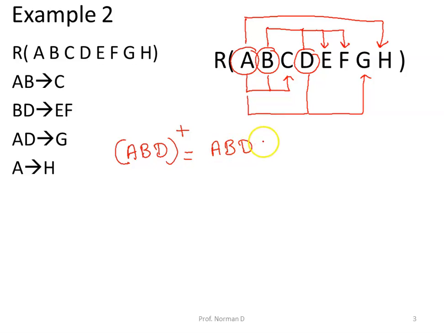A, B gives you C, B, D gives you E, F, A, D gives G and A gives H. So basically if we look at the closure, it is giving us the entire relation R. Based on this, we can conclude that ABD is the candidate key. It is very obvious that these three attributes are always required to form the candidate key. You can always add more attributes to it, but in that case it will become a super key and not a candidate key. So in this case we have ABD acting as the candidate key.